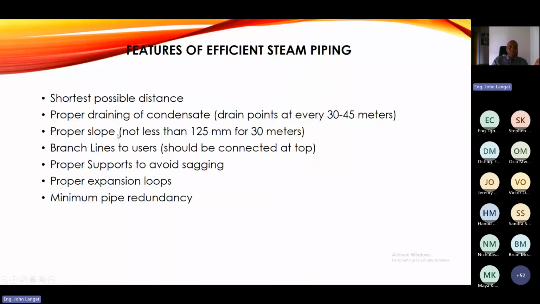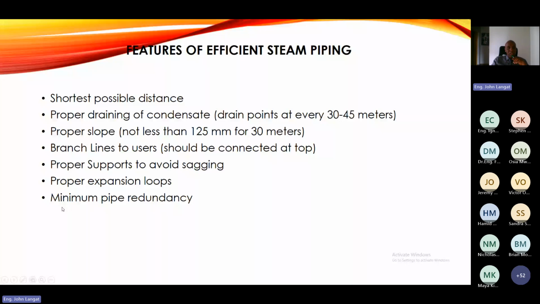Yeah, that is 125 for every 30 meters. Then branch lines to users should be connected at the top, not at the bottom. That one will be discharging water or condensate or carry over water into the plant. Then proper support to avoid sagging, because sagging will create pits for accumulation of water. Then proper expansion loops, I'll demonstrate that. Then minimum pipe redundancy.